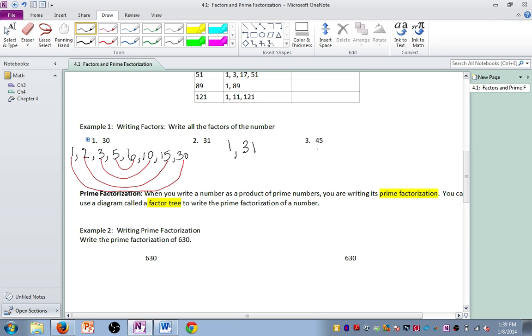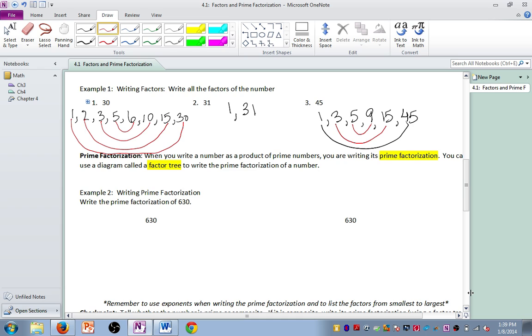45 has a factor of 1, it has a factor of 3, it has a factor of 5, 9, 15, and 45. And again, when we match them up, 1 times 45 is 45, 3 times 15 is 45, and 5 times 9 is 45.